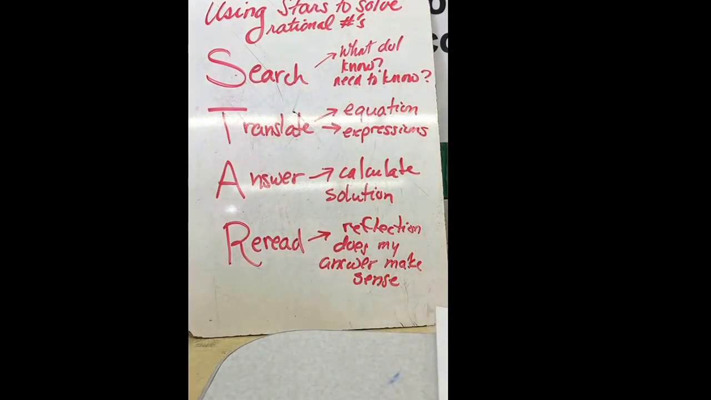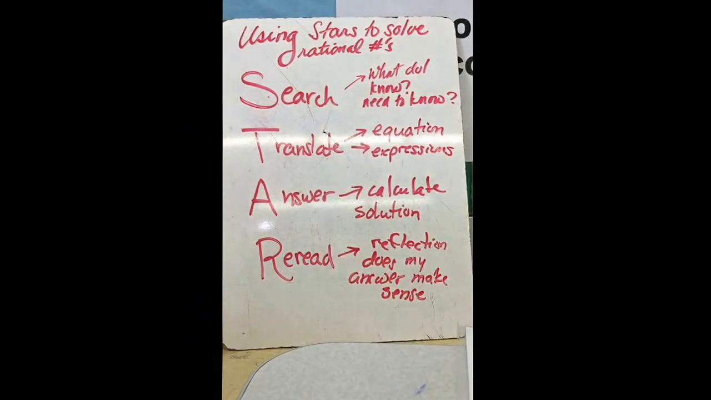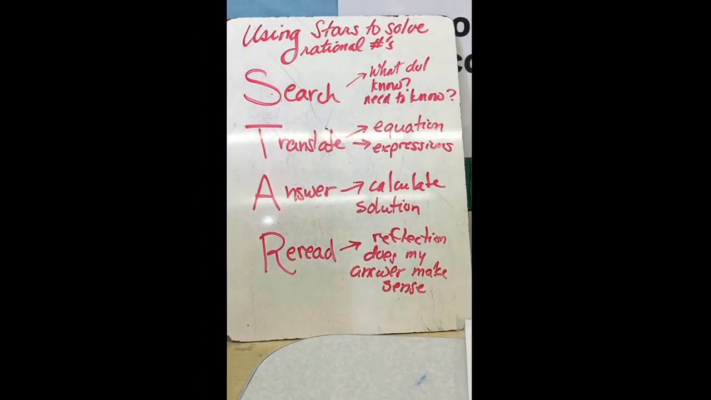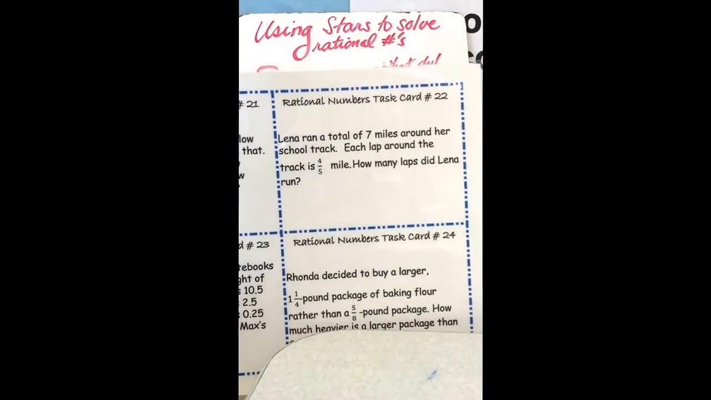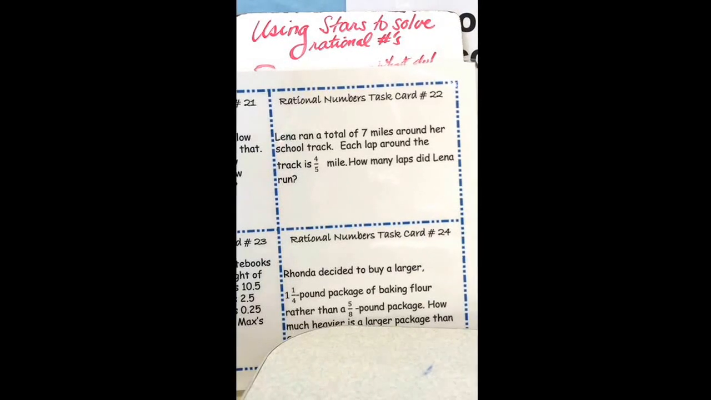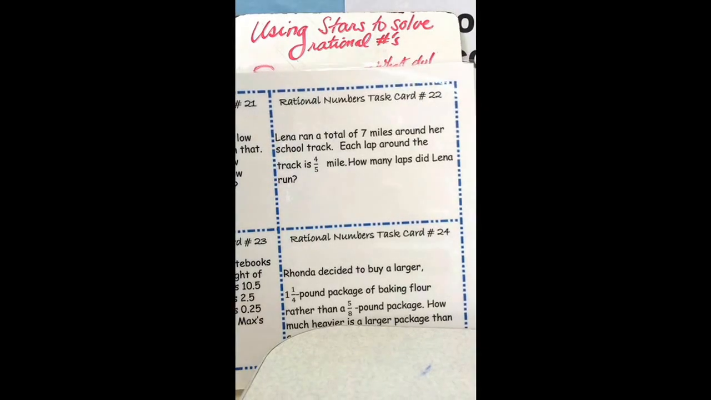So let's look at the second problem. Again, I went through all my different steps: search, translate, answer, and reread. And we're going to look at question 22 here. Lena ran a total of 7 miles around her school track. Each lap around the track is 4/5 of a mile. How many laps did Lena run?